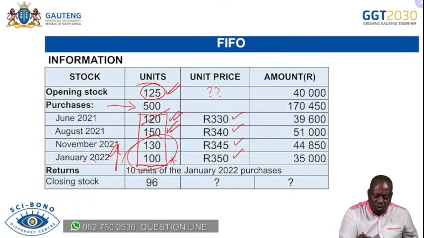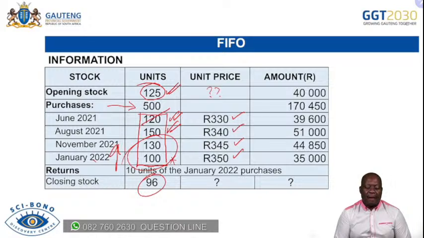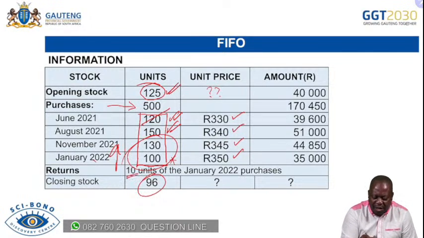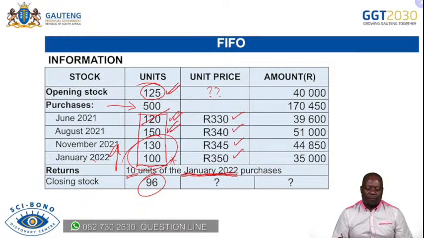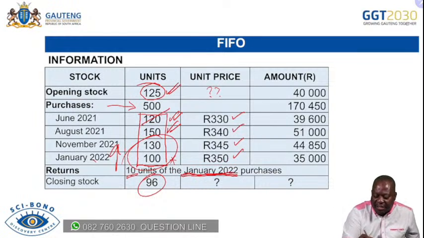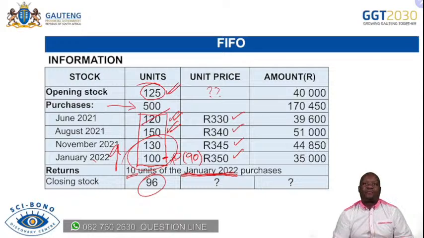Now, what do we have in our closing stock? 96 units. But please take note of something. There are 10 units that have been returned, and specifically we are being told which batch these 10 are coming from. They are being returned from the January batch, which is this batch. So we say minus 10. It means in this batch, only 90 units are still there.